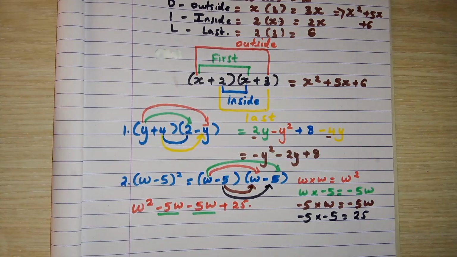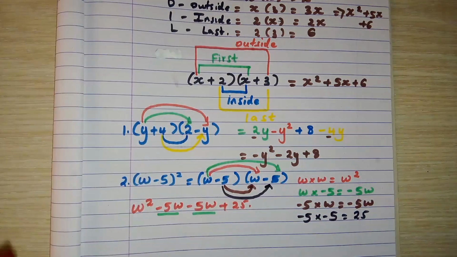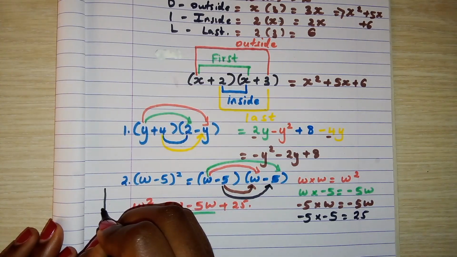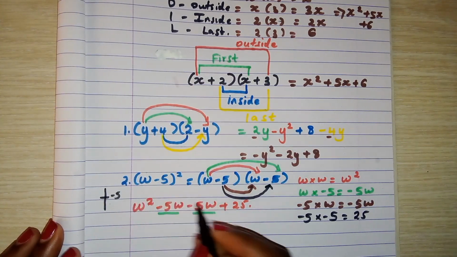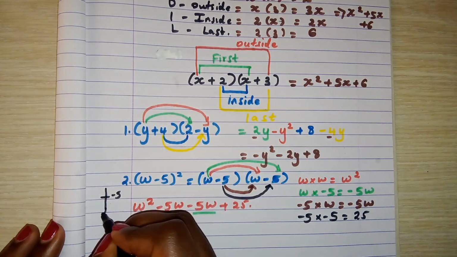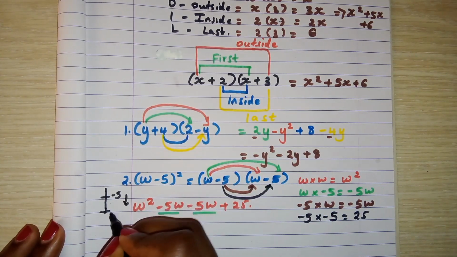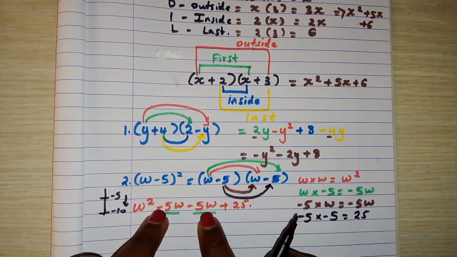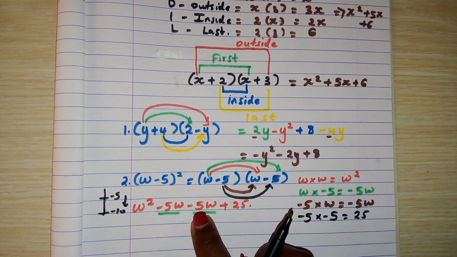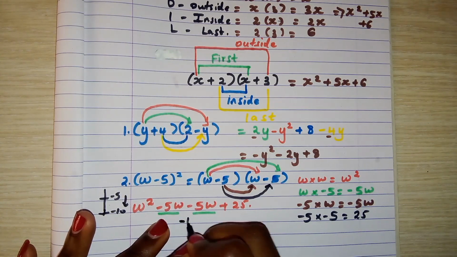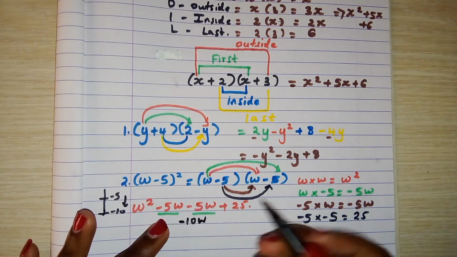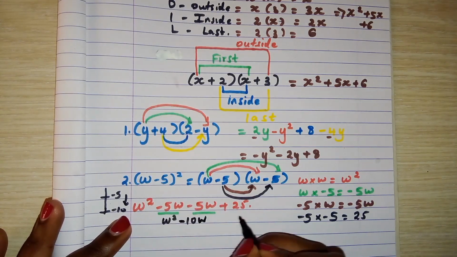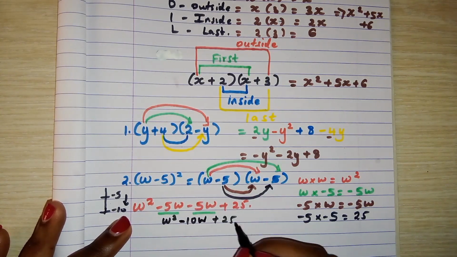Remember what we discussed in the previous video. If you're in the swimming pool, let's say negative 5 is somewhere here, and then you dive even deeper, you'll still continue with the negative and you'll end up at negative 10. So basically when you have two negative numbers, you add them and you keep the negatives. So negative 10w, because 5 plus 5 is 10. Then here we have w squared plus 25.